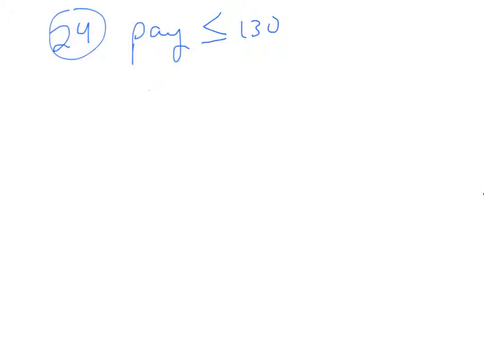Alright, on number 24, Ken wants to rent a car for a week and to pay no more than $130. So here's our payment for the week. He doesn't want to pay more than $130. That means he can pay up to $130, but it has to be less than or equal to.